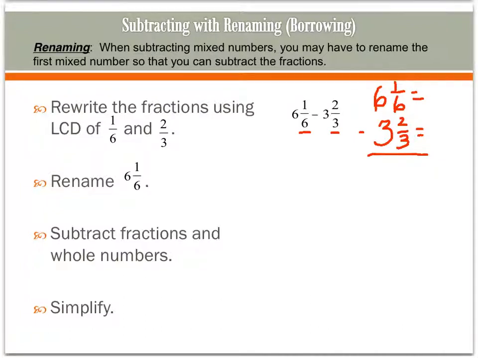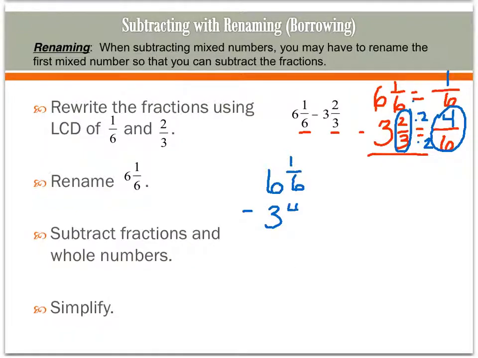And my lowest common denominator, 6 and 3, those two numbers, I know that the least common multiple of those two would be 6. 6 is a factor of 6, and 3 is also a factor of 6, so that's how I know. So now rename it. 3 times 2 is 6, so 2 times 2 is 4. So I'm saying basically that 2/3 and 4/6 is the exact same number, just written differently. And then 1/6 will stay the same, 1/6. So now I have a new problem, or it's not a new problem, but it's just written differently. So now it becomes 6 1/6, and now I want to subtract 3 4/6.